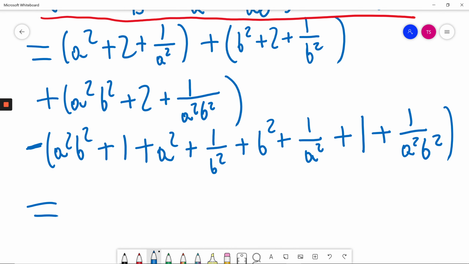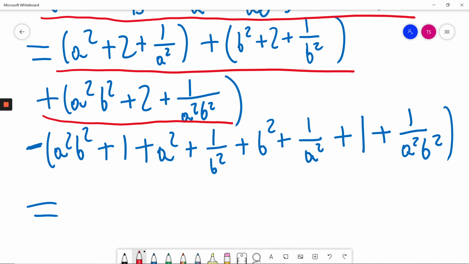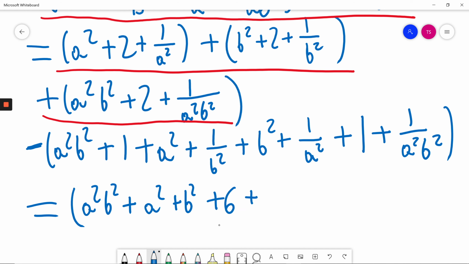At this moment I will combine those three brackets together. I will add those things. So I will write a squared b squared first plus a squared plus b squared. 2 plus 2 plus 2 will be 6 plus 1 divided by a squared plus 1 divided by b squared plus 1 divided by a squared b squared.